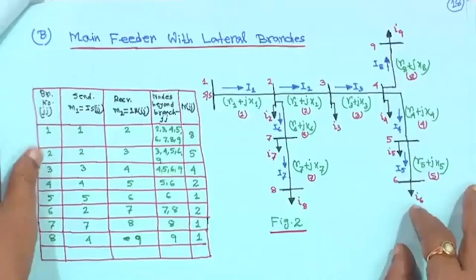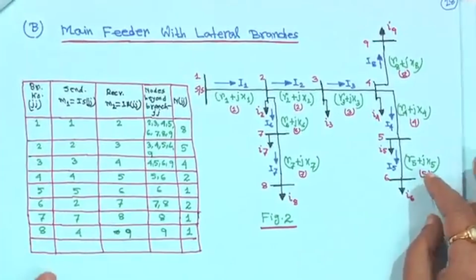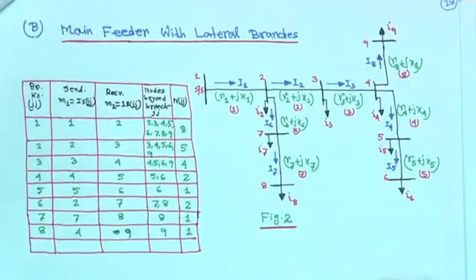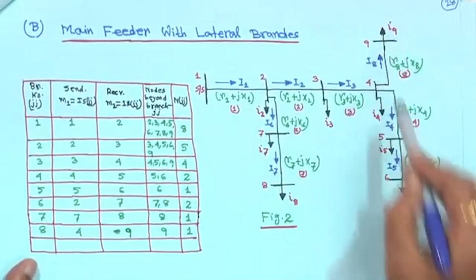As this is a classroom type of thing, I cannot take a very large distribution network, so here I have taken a 9 node distribution network. This is a substation, and 2 lateral branches have been taken.